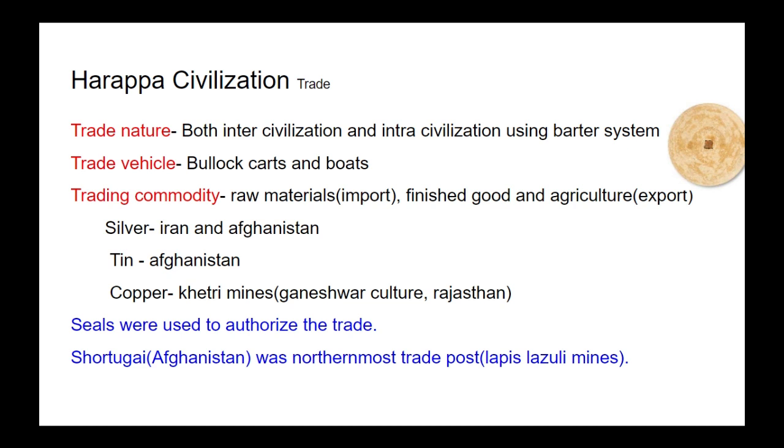Shortughai in Afghanistan was the northernmost trade point of the Harappan Valley civilization, and here we find the mines of lapis lazuli, a metamorphic stone used for decoration, and it was mainly used by the ruling class of the Harappan Valley civilization in decoration and other things.